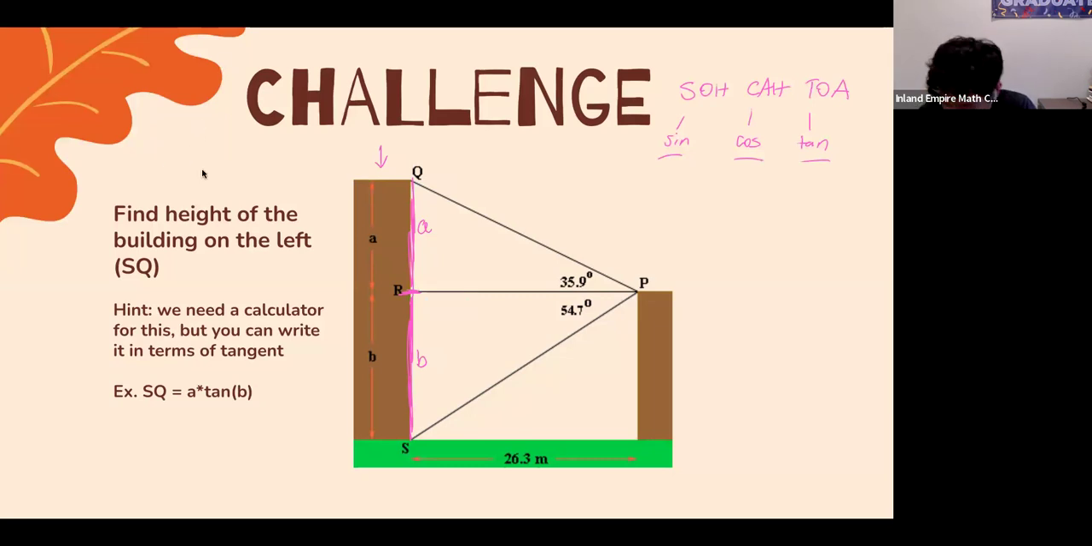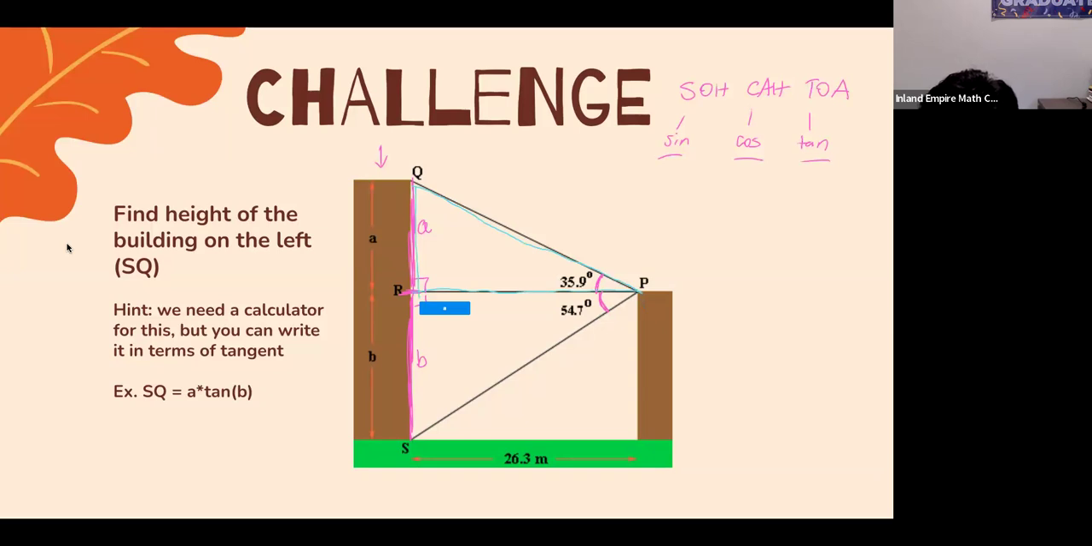Now, what do we know? Well, we have two angles that we're given, and these angles are part of two triangles, right? Two right triangles, in fact. So I'm going to draw this out in another color. So this is our first triangle here.